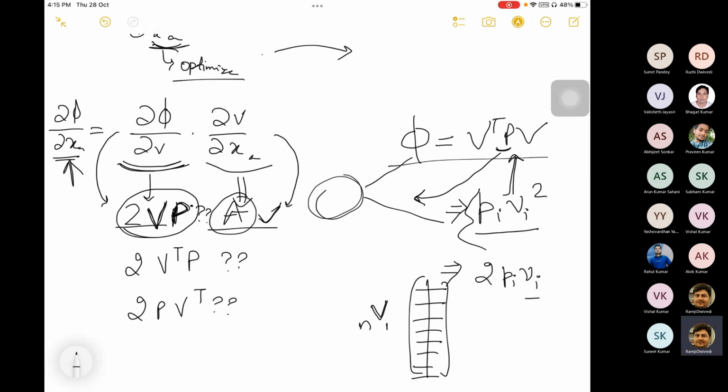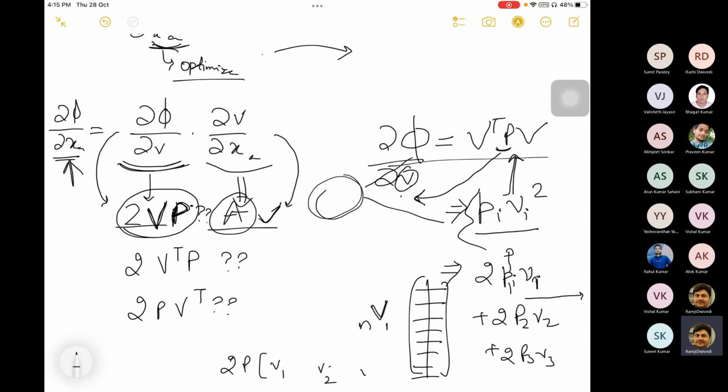Then this vector would be added up by v1. If you have differentiated with respect to capital V, V is a vector. So once you go with v1, then it would be v1. Then another would be 2 p2 v2, then plus 2 p3 v3, and so on, isn't it? And if, let's say, p is the same for the time being, then 2p would come out and it would be v1 v2 v3 and v4, like that.